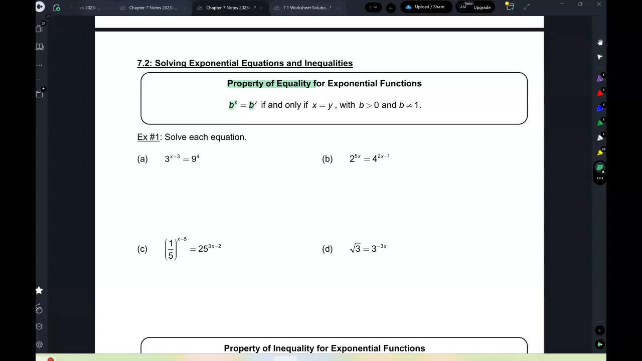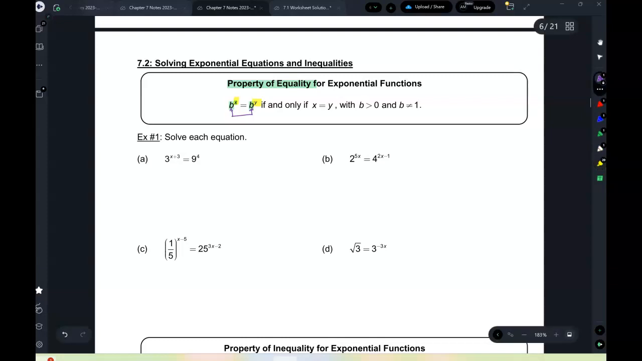So let's really take a look at the premise here. You have a base to the power of an exponent, and you have the same identical base to the power of a different exponent. That's when you can set the exponents equal to each other. So these have to be identical, and if they're identical, then you can set the exponents equal to each other.